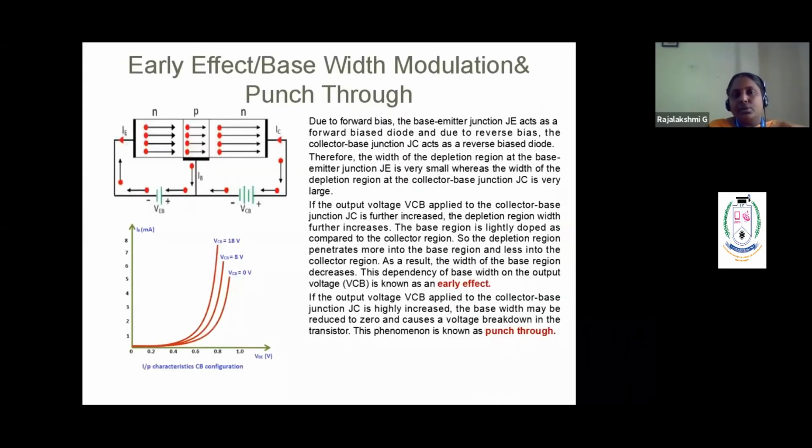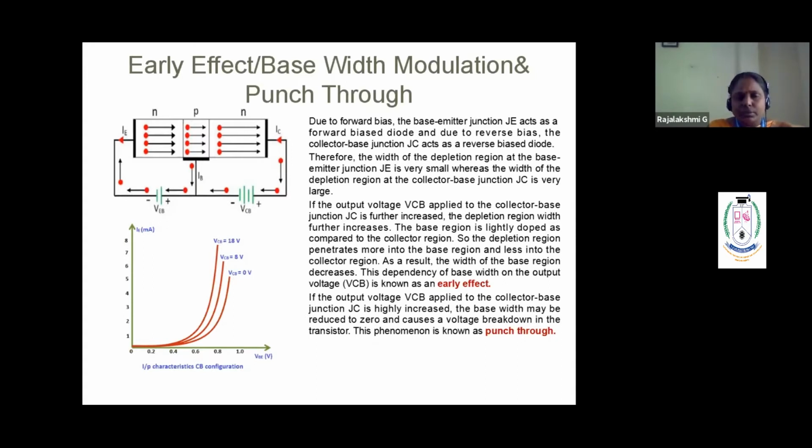Next, in the input characteristics, when I taught, I told you the same thing. This concept is called the early effect, or base width modulation, right? This is an important question. Without this question, maximum, no question paper will be there, right? It is a basic concept that you must know in a common base configuration, right? So what do you mean by early effect, or otherwise base width modulation?